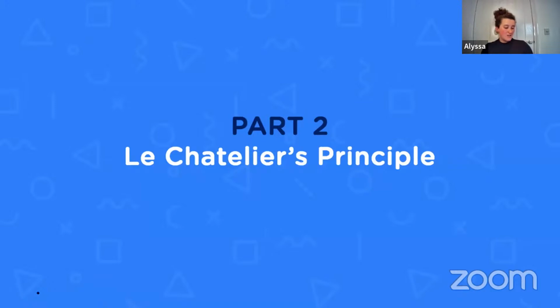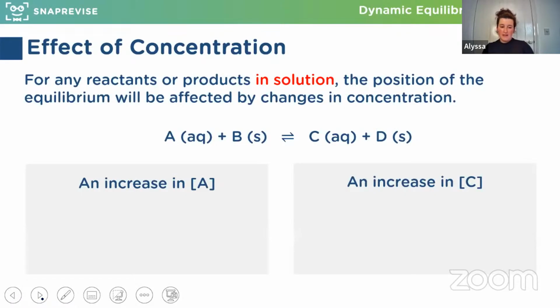But we're going to move on to have a look at Le Chatelier's principle. Okay, so now we're going to talk about how our position of equilibrium shifts and why. For any reactants or product in solution, so we can think in concentrations, the position of the equilibrium will be affected by changes in concentration.